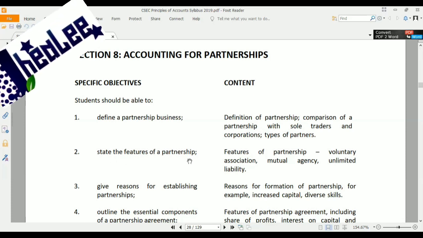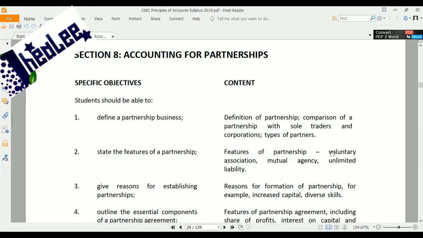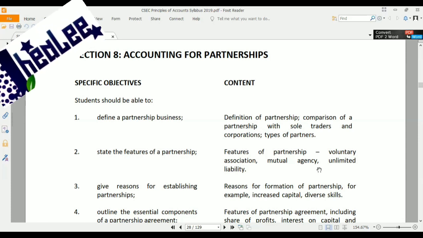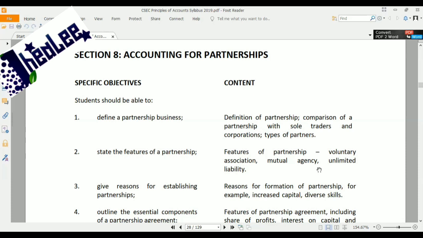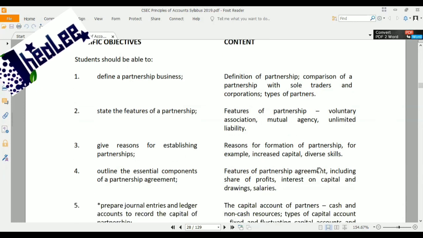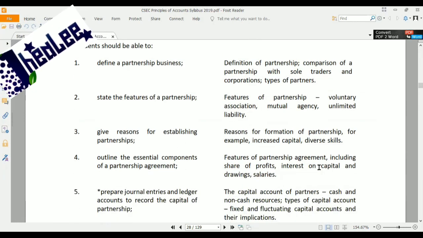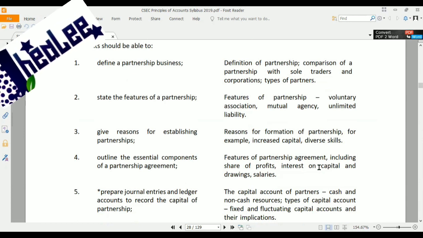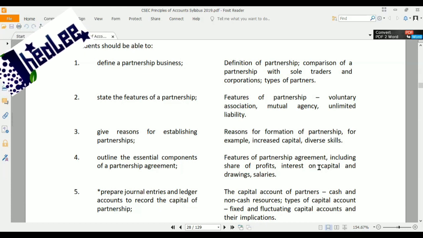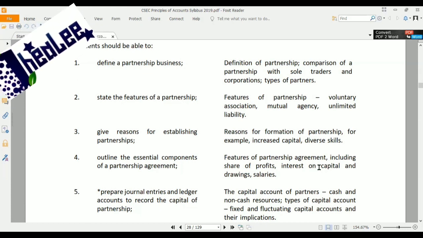State the features of a partnership business. Remember, for the partnership, you have unlimited liability. You have 2 to 20 persons. Profits and losses are shared. There's a lesson that was done on this, and it is on my channel, so you can view that and get some lessons on partnership. Give reasons for establishing a partnership. You're seeing things like increased capital, diverse skills, and again, that is in the lesson on partnership on the channel.